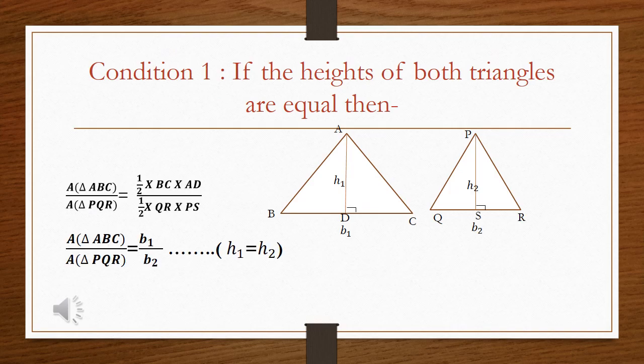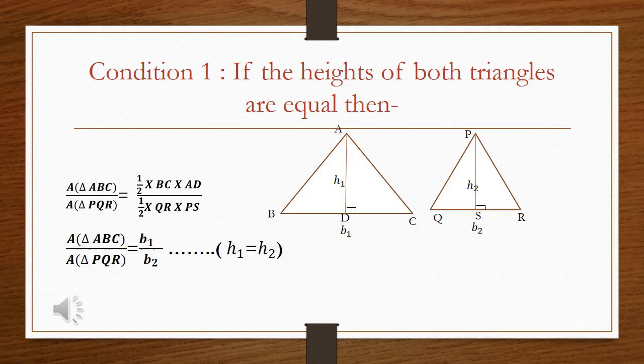We have to study two conditions. First condition is if the heights of both triangles are equal. Now let us observe the figure of triangle ABC and triangle PQR. Here the height of the first triangle is H1, the height of the second triangle is H2, but note that H1 is equal to H2, that means the heights are the same. And B1 is the base of the first triangle, B2 is the base of the second triangle.